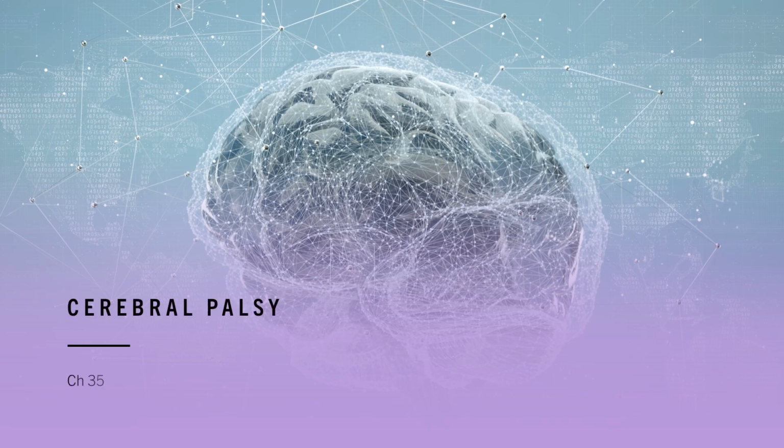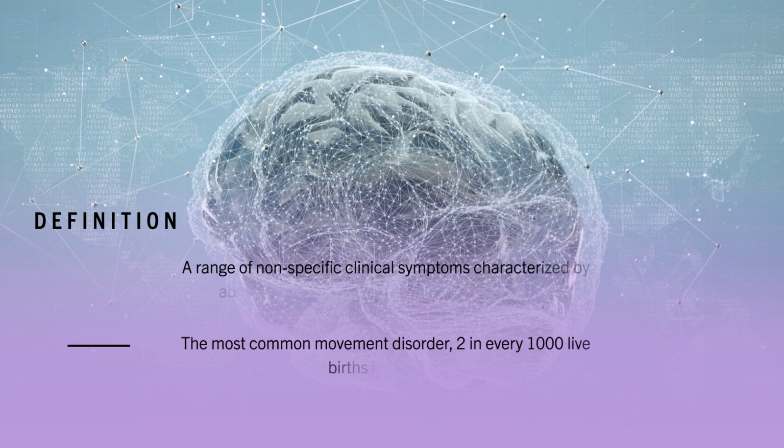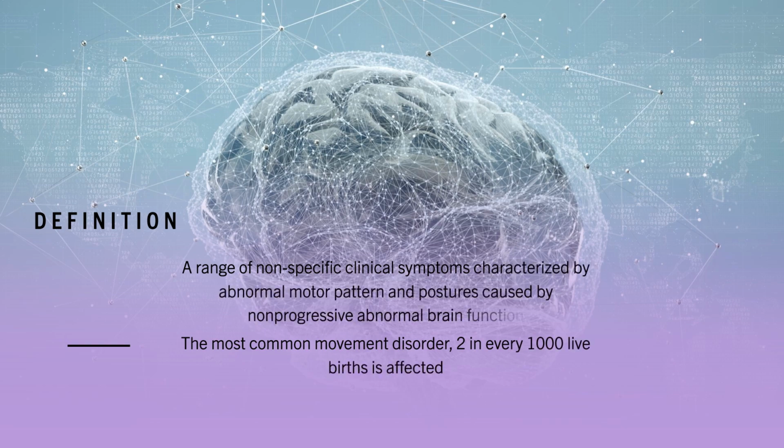Now we're going to talk about cerebral palsy, or CP. The definition of cerebral palsy is that it's a range of nonspecific clinical symptoms characterized by an abnormal motor pattern of movement and postures. This is caused by non-progressive, meaning it never gets worse, abnormal brain function. CP is the most common movement disorder of childhood, and 2 out of every 1,000 live births is affected. That's a lot.